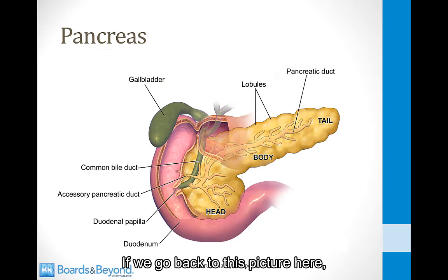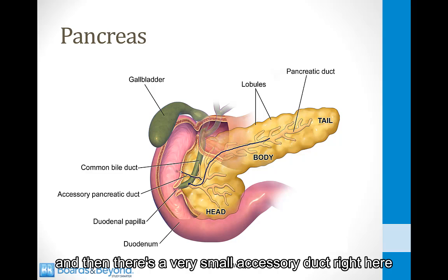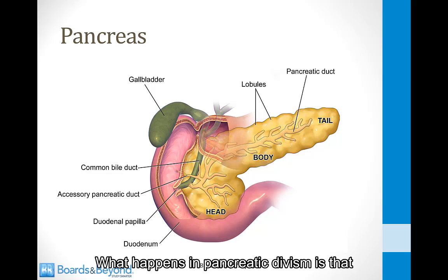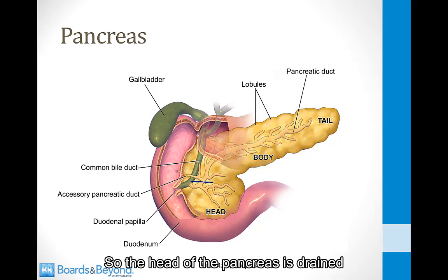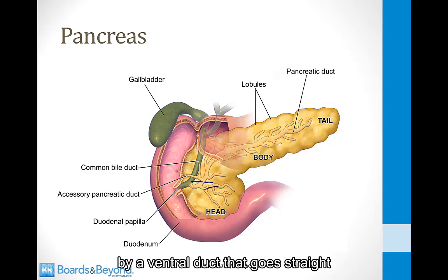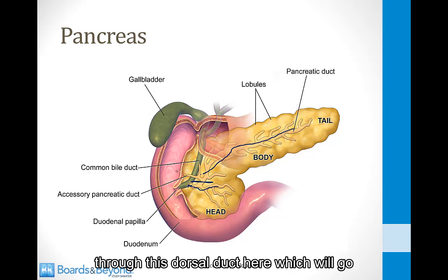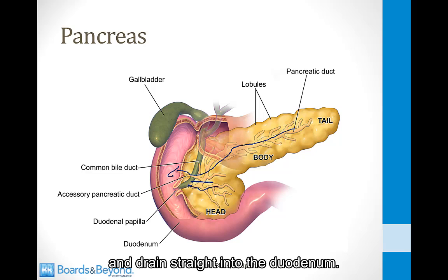If we go back to this picture here, you can see that under normal conditions, this main duct drains the pancreas, and then there's a very small accessory duct right here that goes directly into the duodenum. What happens in pancreas divisum is that there is no connection right here. So the head of the pancreas is drained by a ventral duct that goes straight into the common bile duct, and then the majority of the pancreas drains through this dorsal duct here, which will go into the accessory pancreatic duct and drain straight into the duodenum.